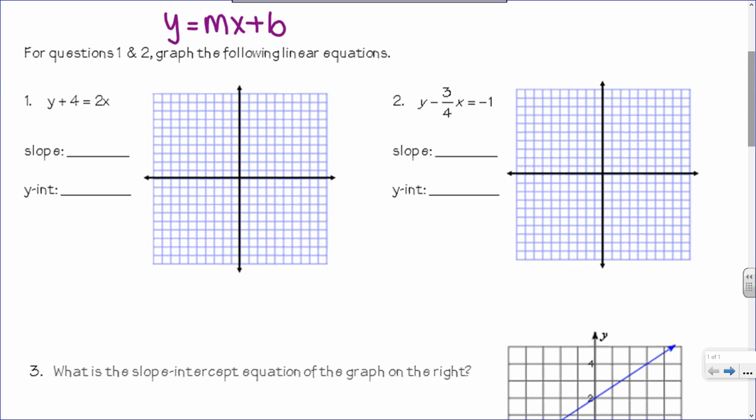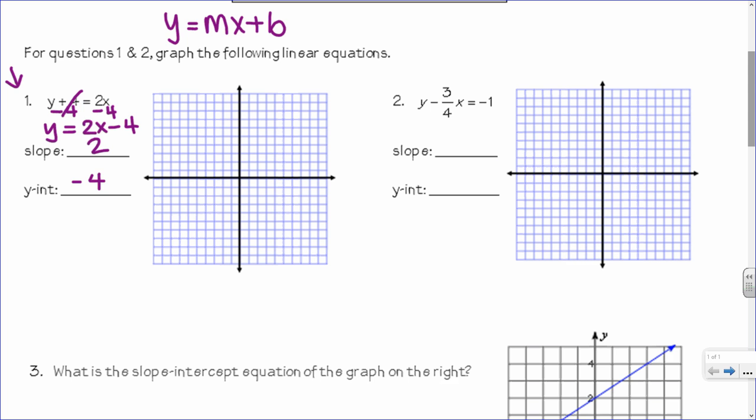So by looking at this equation for number 1, we see that we have y plus 4 equals 2x. So if I want to get y alone, I'm going to subtract 4 from both sides of the equation. And I will have y equals 2x minus 4. Now that our equation is in slope-intercept form, I can easily see that my slope is 2 because it is the coefficient with the x. And my y-intercept is negative 4.